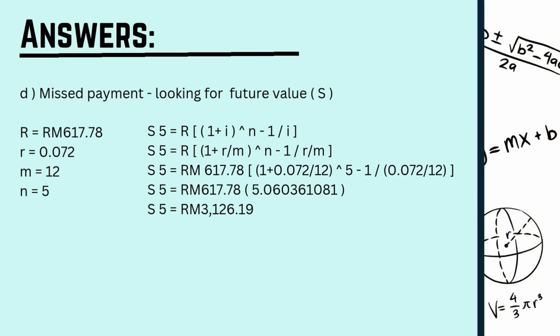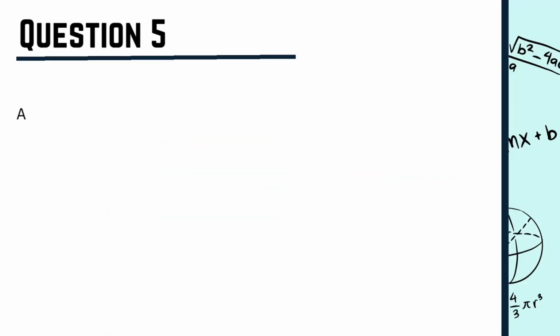Last but not least, we need to find the amount he has to pay on the fifth payment in order to settle the outstanding arrears if he fails to pay the first 4 monthly payments. Actually, we are looking for the future value, which is S, by using R((1 plus i) to the power of n, minus 1) divided by i. So after we calculate together, we got the answer is 3,126 ringgit 19 cent.